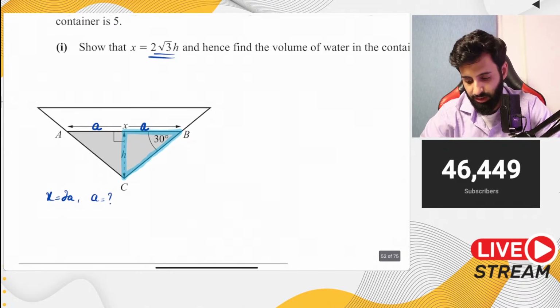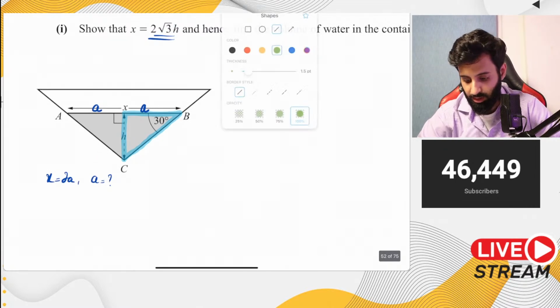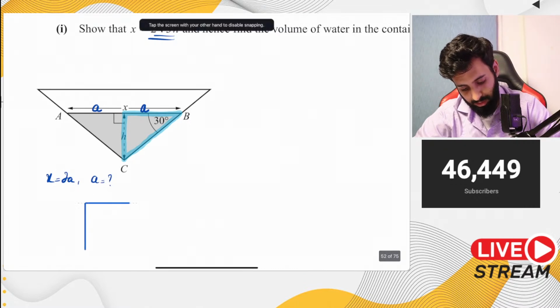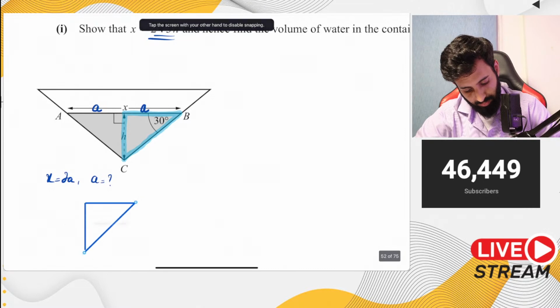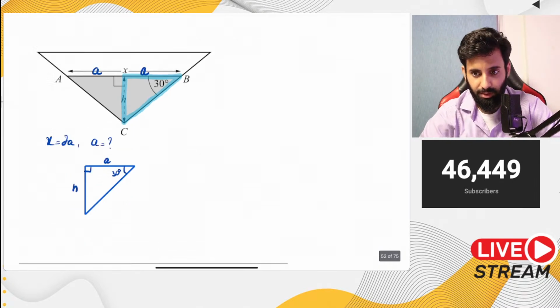So this is actually pretty simple. All you have to do is this. Just draw the triangle separately. That's what I'm going to do. I'm going to draw the triangle separately. So here it is. Here's h, here's 90, here's 30 degrees, and here's a. So we're going to find out the value of a.